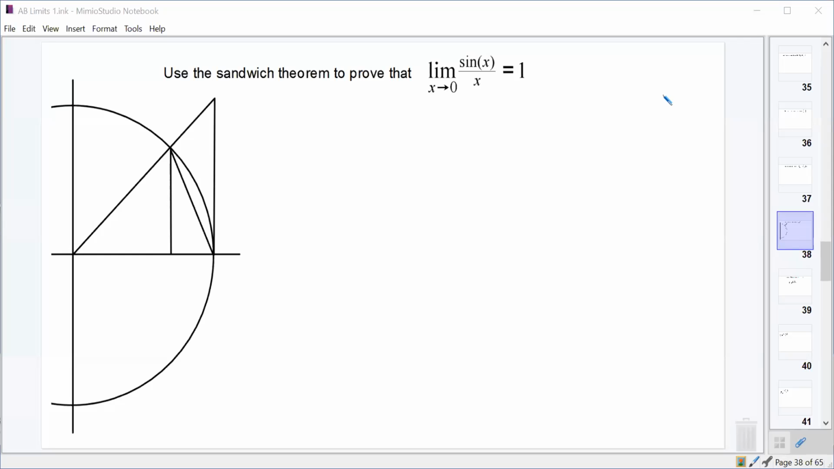We are going to continue using the sandwich theorem. Today, we're going to use it to prove this limit, that the limit as x approaches 0 of sine x over x is equal to 1.